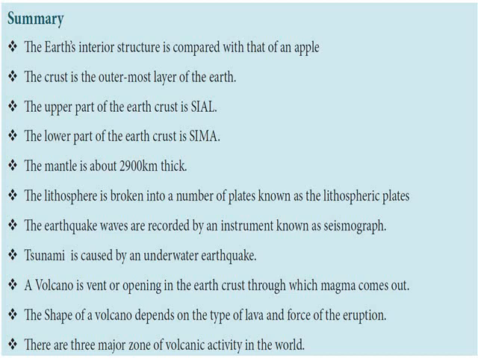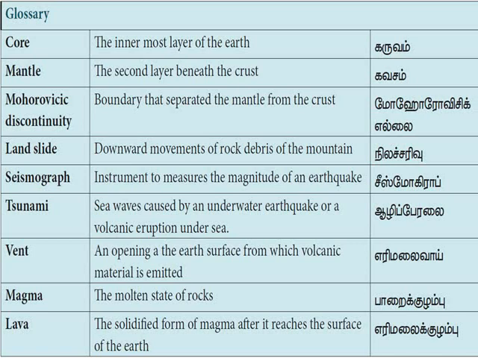The earthquake waves are recorded by an instrument known as a seismograph. Tsunami is caused by an underwater earthquake. A volcano is a vent or opening in the earth's crust through which magma comes out. The shape of a volcano depends on the type of lava and force of the eruption. There are 3 major zones of volcanic activity in the world.